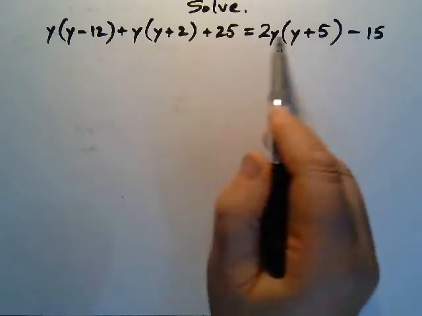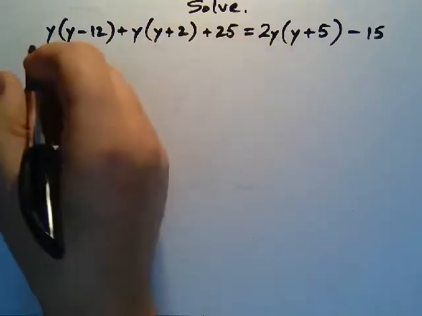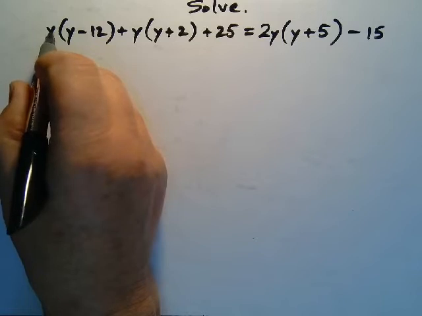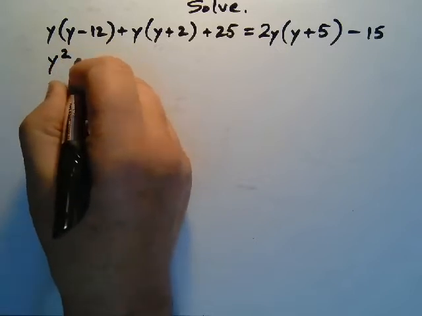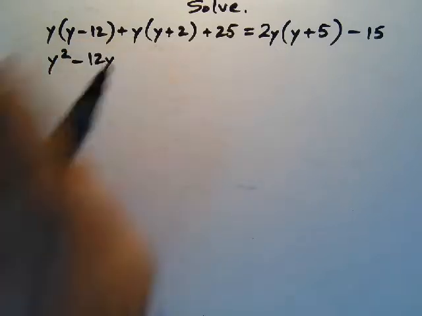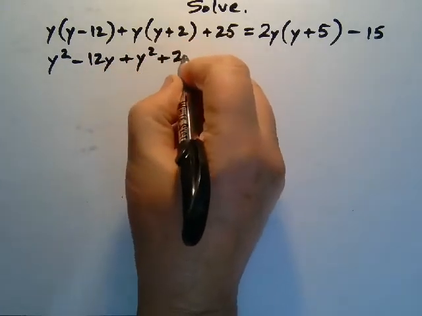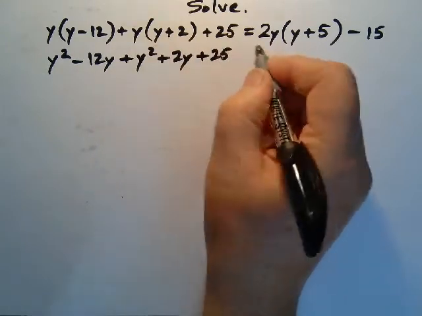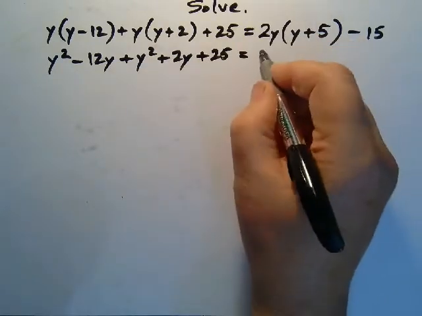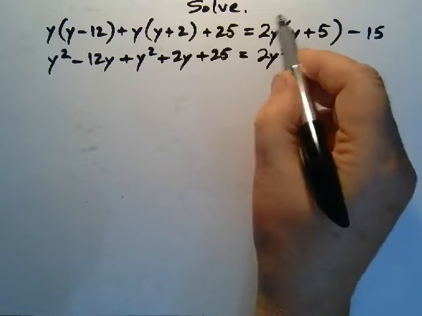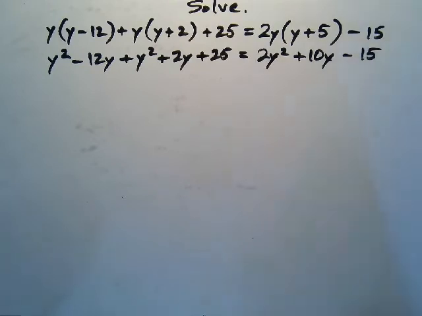But before we can collect any terms, we've got to distribute and get rid of these parentheses. So I'm going to start at the left here. Remember, a variable that doesn't have an exponent has a 1 there. So y times y, 1 plus 1 is 2, minus 12y plus y squared plus 2y plus 25. Notice I'm just working from left to right. All right. Now we're distributing here. 2y times y is 2y squared. 2y times 5 is 10y minus 15. All right, there you go.